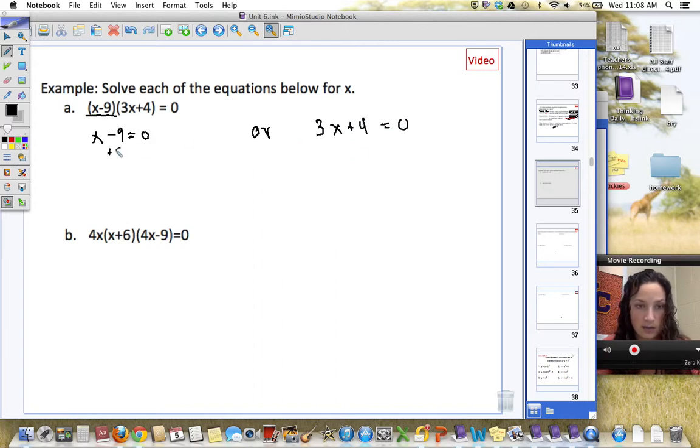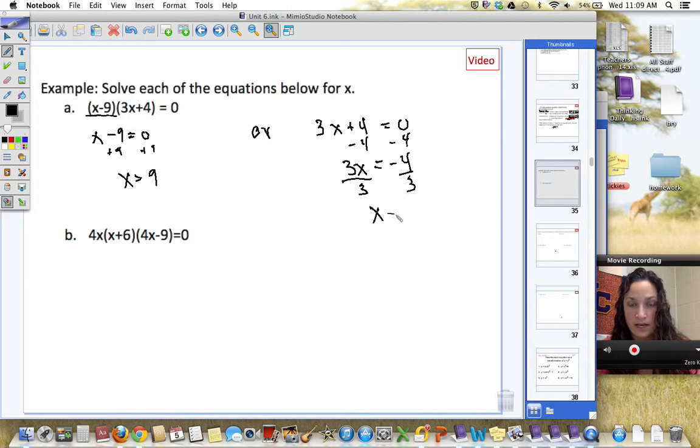Then I solve. I'm going to add 9, so x is 9. Or I subtract 4 from both sides, 3x equals negative 4, divide by 3, divide by 3, x equals negative 4/3. So I'm solving them below for x. That means my y is 0, so this is kind of like finding my roots. If this was a y and I made y to be 0, my roots are here, 9 and negative 4/3. I'm just setting each part to 0.